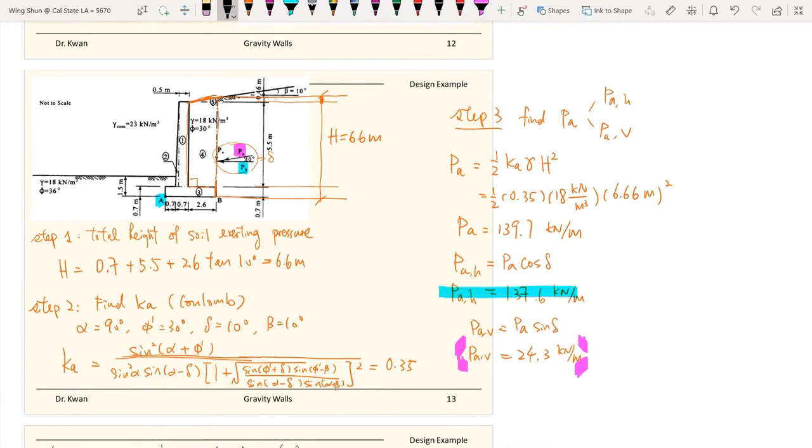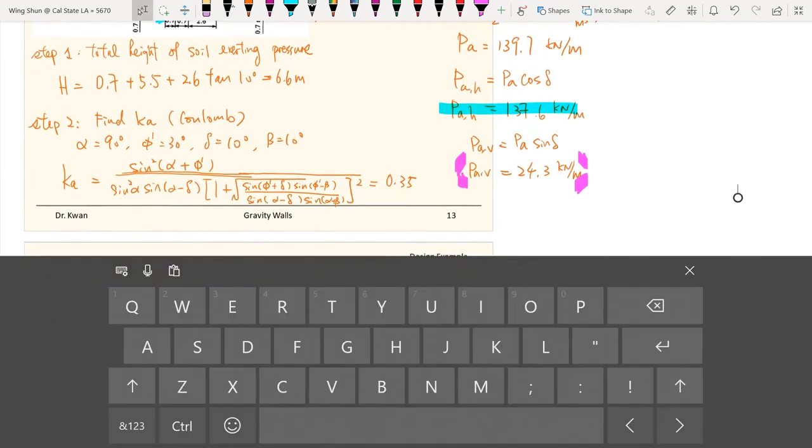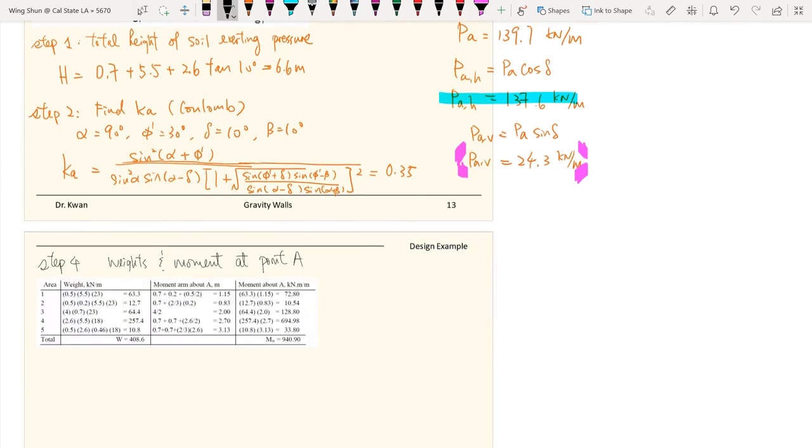So the stem part, the little triangle part right there, also the footing part, and the fourth part will be the majority of the backfill that has the rectangular shape, and a little triangular shape up there for our backfill because we have a sloping ground. So those are the five areas, and for each area, based on the area times the unit weight, we have concrete or the soils.